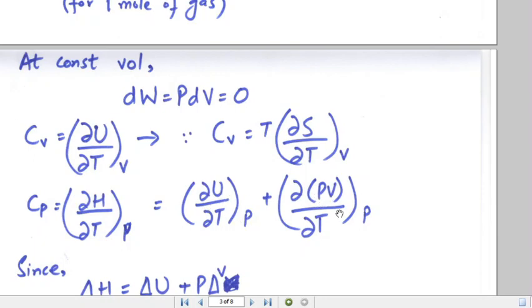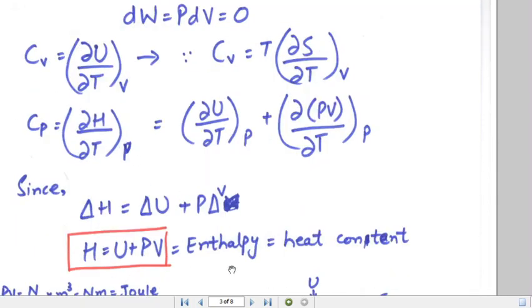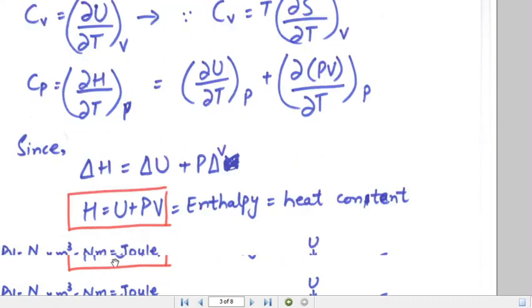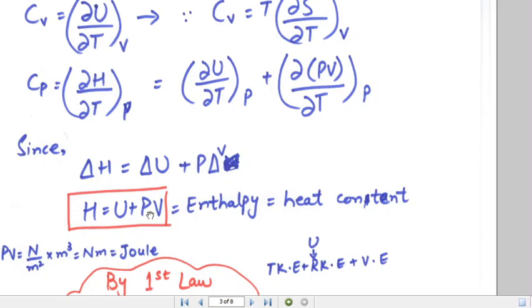So this sum, U plus PV, is equal to H, which is known as the enthalpy of the system. Enthalpy is basically the total heat content present in any system. That is, we know that H is equal to U plus PV. U is the internal energy of the system. PV is also a part of the energy of the system. Since pressure has a unit of Newton per meter squared and volume has a unit of meter cubed, you can easily prove that the unit of the product PV is Newton meter, which is basically a joule.